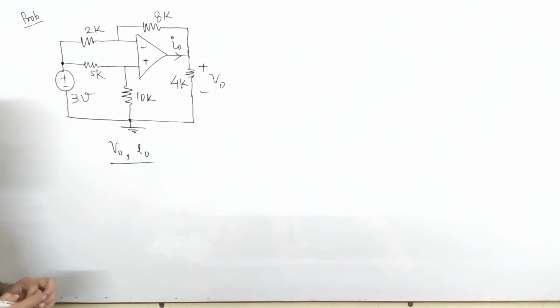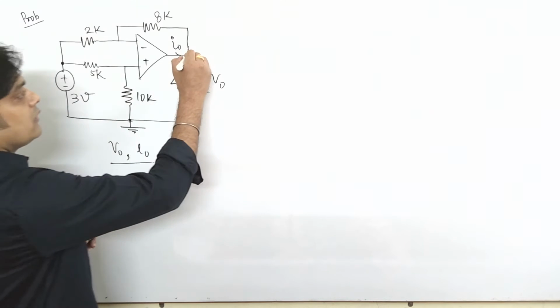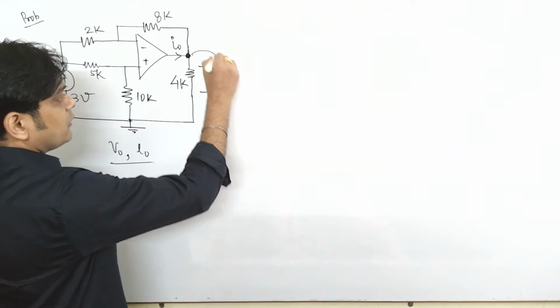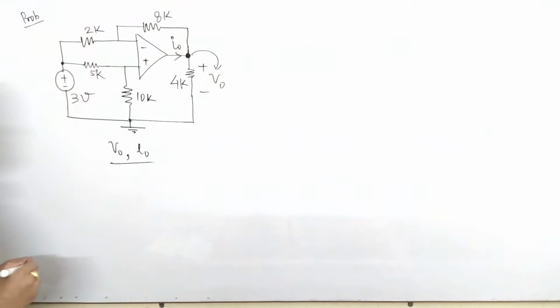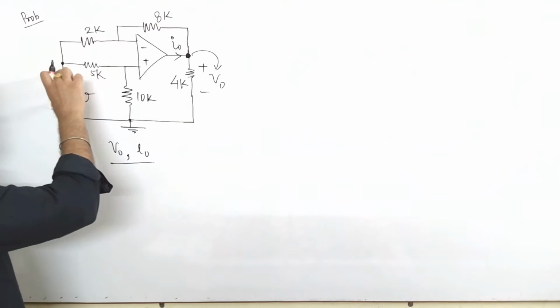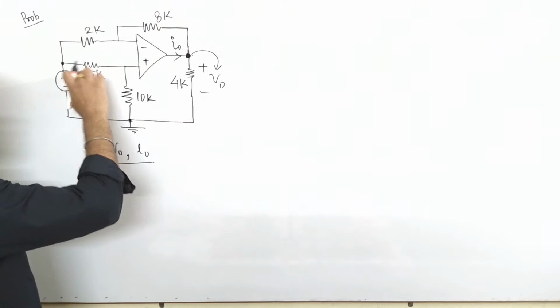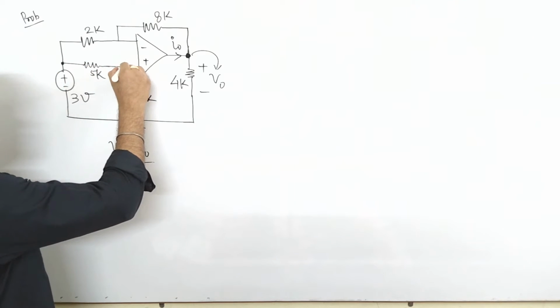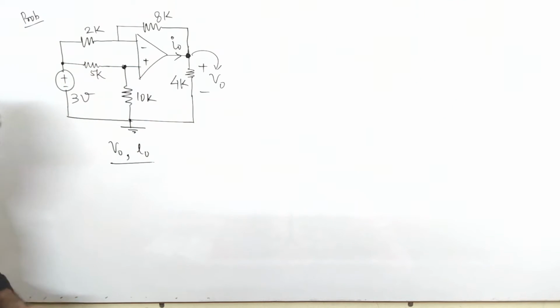Now we will see how we are going to solve this and find the value of V0 and I0. So what we will do, you can say that this potential is V0. So first of all we will find the value of V0. Okay, so now how do you find the value of V0? Now please see, this is your 3 volt source and here is this combination. So can you find this voltage?